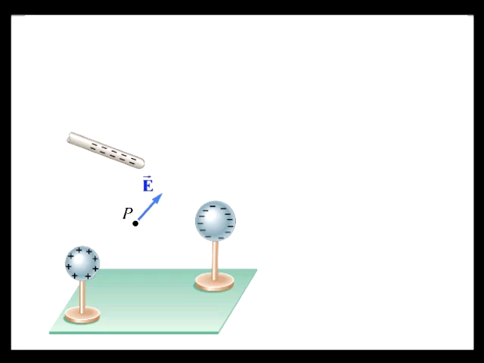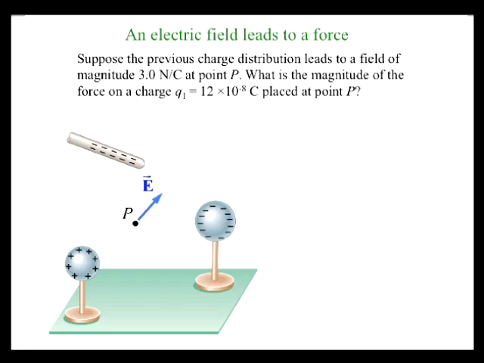Suppose that our previous charge distribution, the charged rod and spheres, leads to a point P with an electric field that has a direction of the blue arrow and with magnitude E equals 3 newtons per coulomb. Remember, the electric field is a vector. What is the magnitude of the force on a charge Q1 equals 12 times 10 to the negative 8 coulombs placed at point P? We start with our definition of electric field.